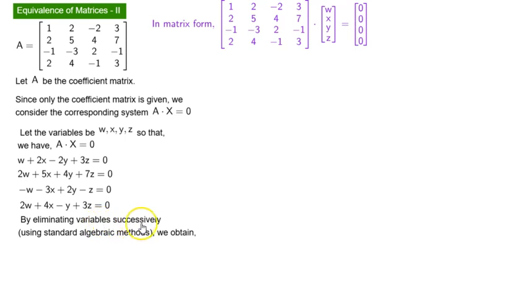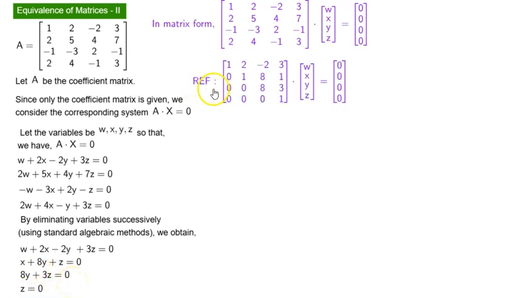Now, by eliminating variables successively using standard algebraic methods, we obtain this system of equations. W plus 2x minus 2y plus 3z equal to 0, x plus 8y plus z equal to 0, 8y plus 3z is equal to 0, and z is equal to 0. The row echelon form is this: 1, 2, minus 2, 3, 1, 8, 1, 8, 3, 1.